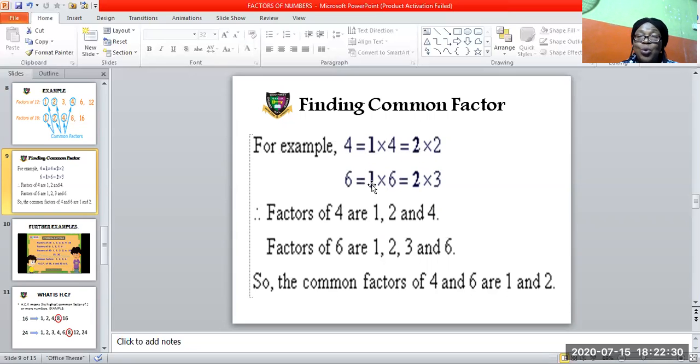Look closely. You will observe that number 1 is same up here and same down there. Number 2 is same up here and same down there. So we say that the common factor is number 1 and number 2. Do you understand? Beautiful. We move on.